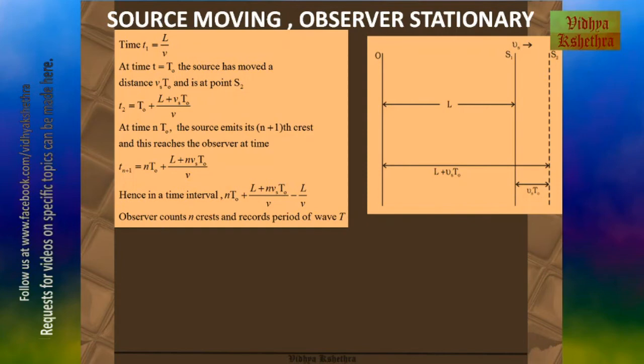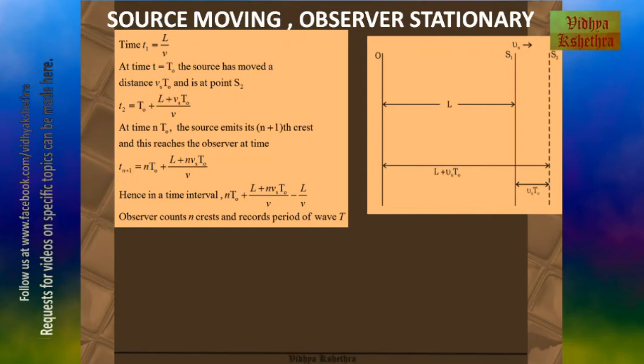Now at time t is equal to t0, which is the period of the wave, the source has moved a distance Vs t0 and is at point S2. In this case, the time taken by the wave to reach the detector is given by T2 is equal to T0 plus (L plus Vs T0) by V.